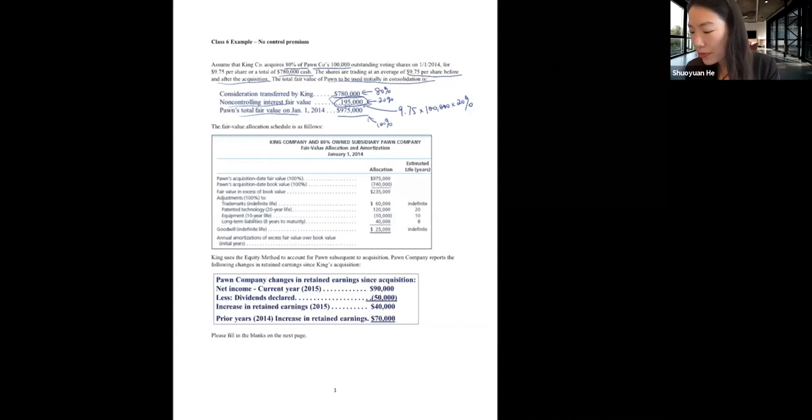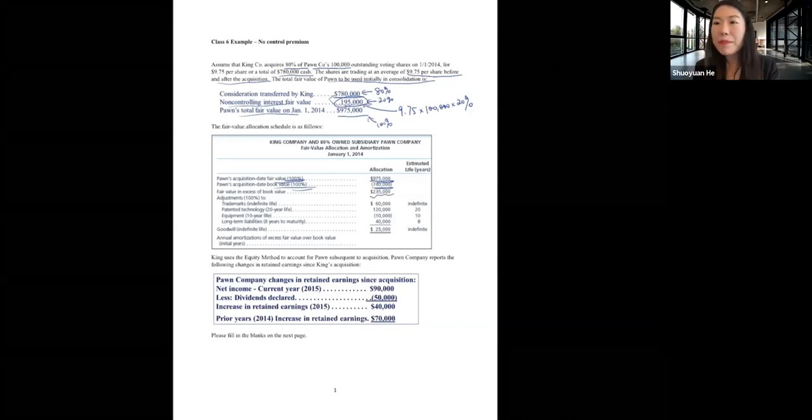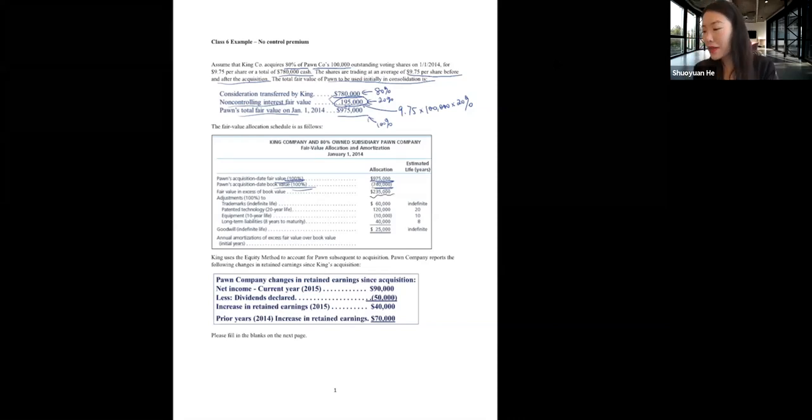The fair value allocation schedule is as follows. So 100% fair value allocation. Acquisition date book value is 740,000. So the difference, the excess payment, based on 100%, is 235,000. And this excess payment comes from four sources. All of those are identified here. But after taking out those four sources, there are still 25,000 of excess payment that we cannot identify, and we allocate all of it to goodwill.